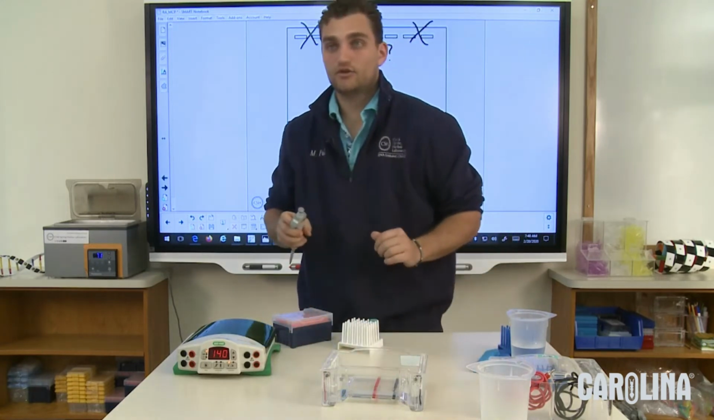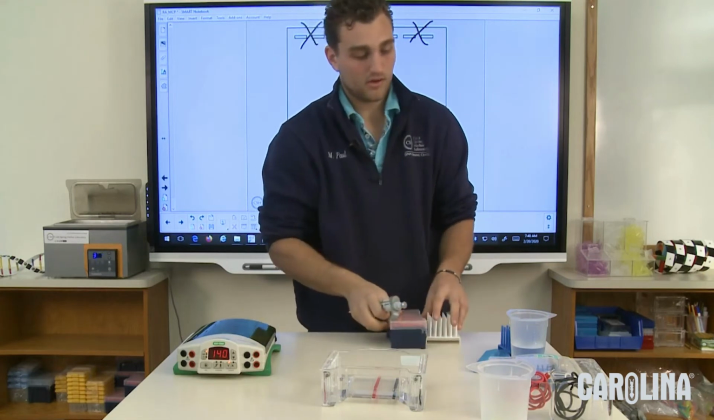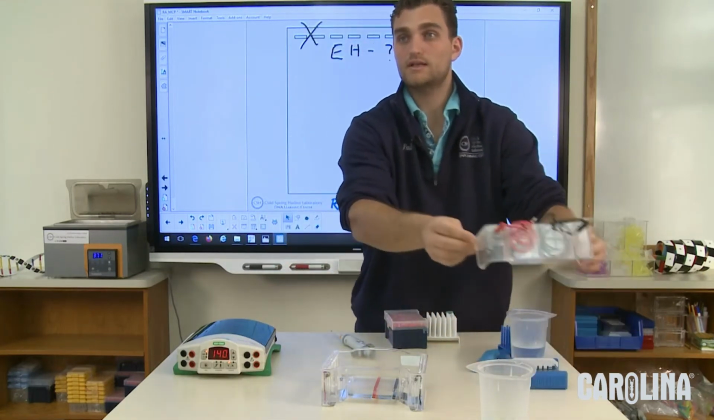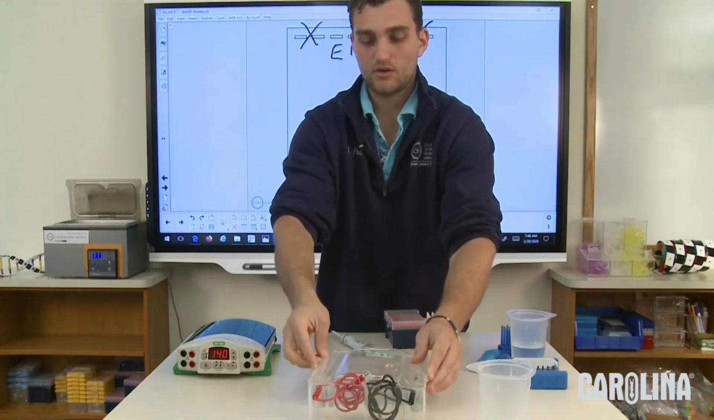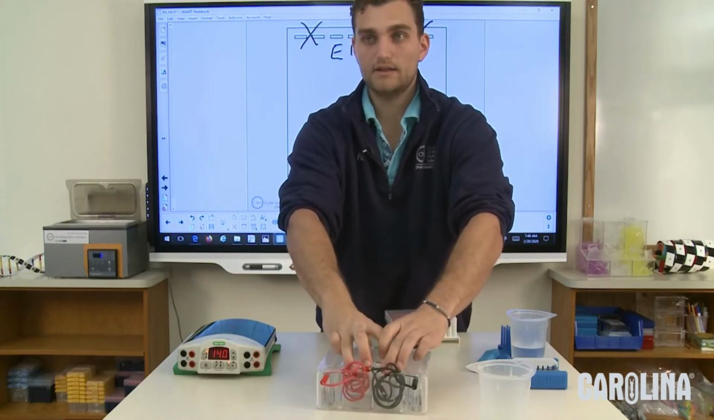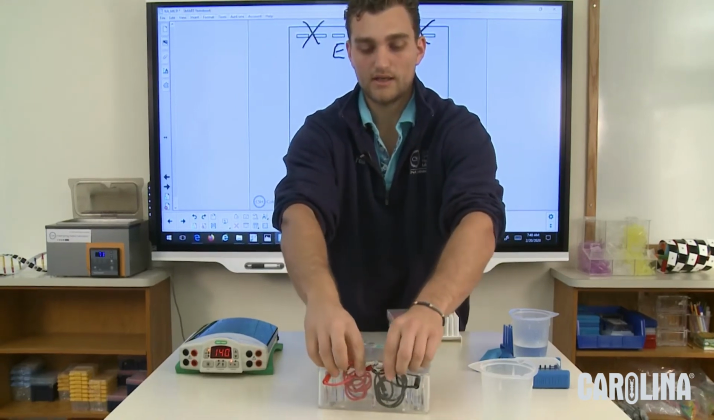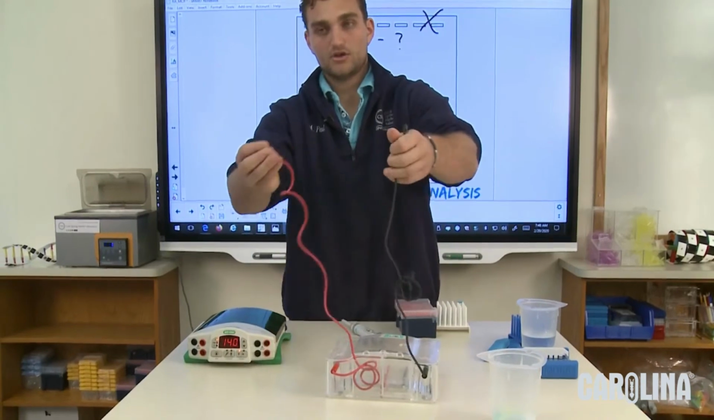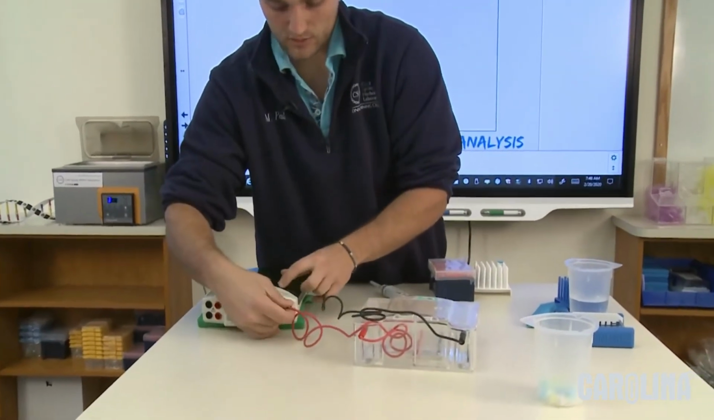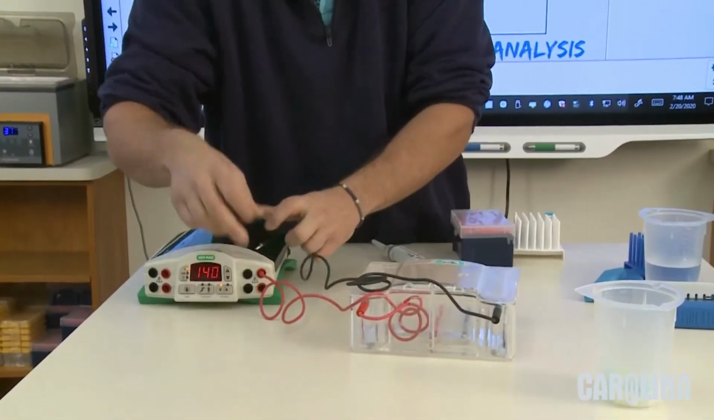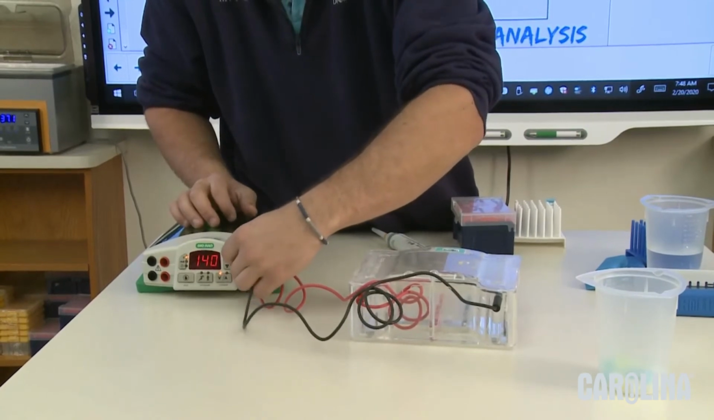All right, now I need to conduct electricity across this. So, what I do is I'm going to connect these electrodes right here onto the gel box. Now, I need to connect these to a power supply. So I take the red and I match it to the red area right here. I take the black electrode and I put it in right there.